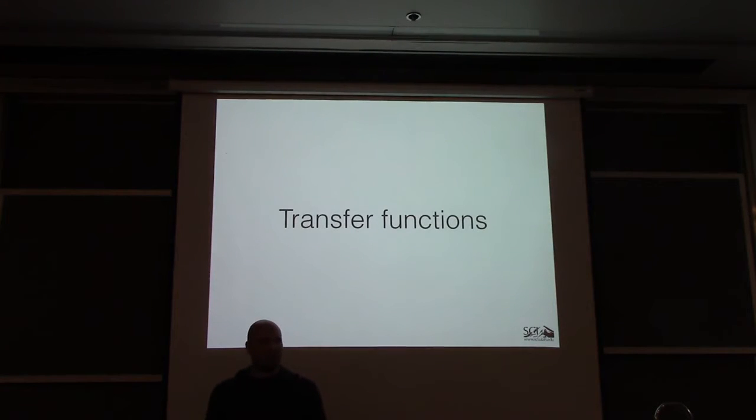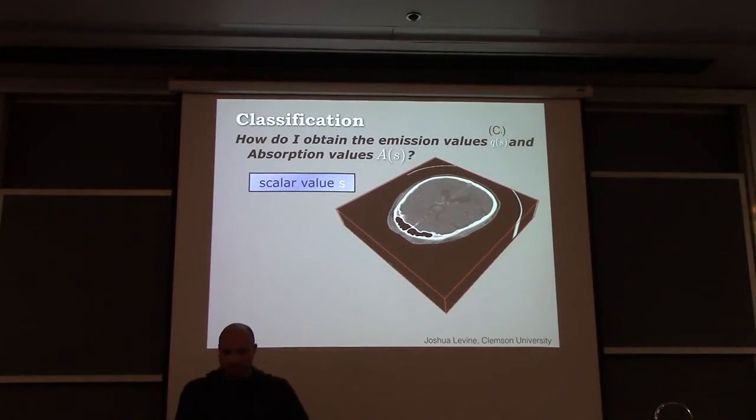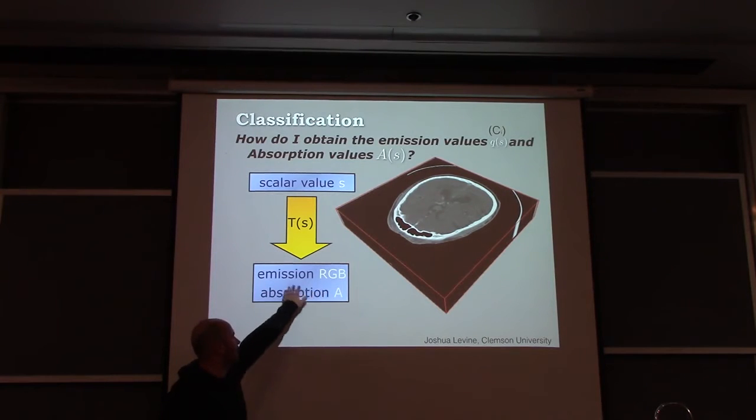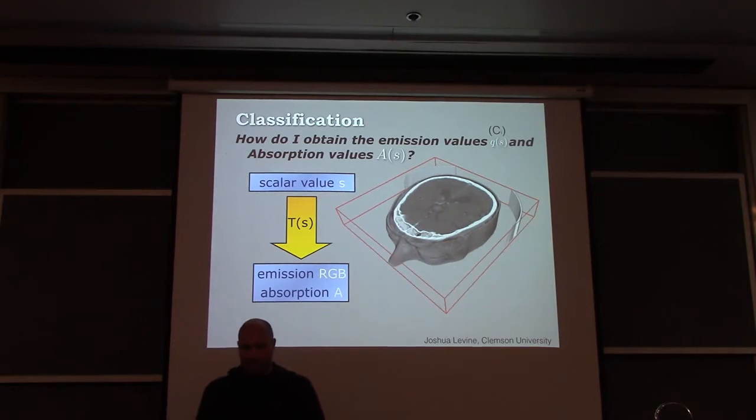So now I'll talk about transfer functions, how we go from color and opacity to actual values of samples. So going back to the emission and absorption model we had in the previous slides, supposing we have the emission values, so emission is really color, and absorption values, so absorption, you can think of this as sort of the opacity. And how are we going to go from a scalar value S to an RGB emission value and an alpha absorption value?